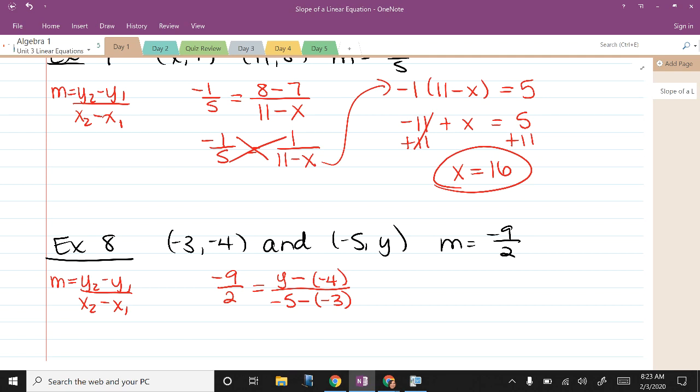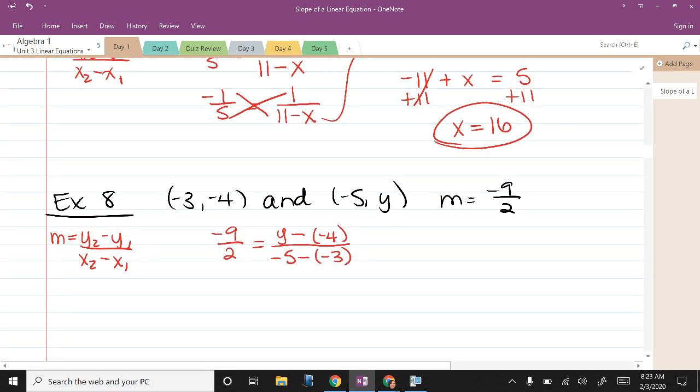Okay, let's simplify. So I'm going to keep -9/2. What does y minus -4 change to? Y plus 4. And, okay, -5 minus -3 is -5 plus 3, right? And what is -5 plus 3? -2.